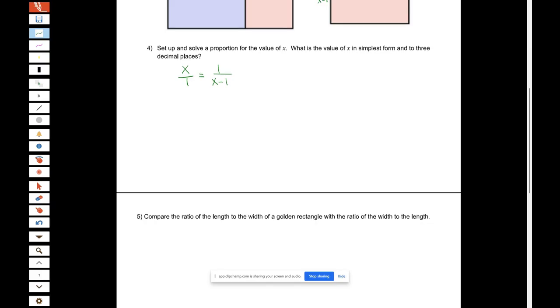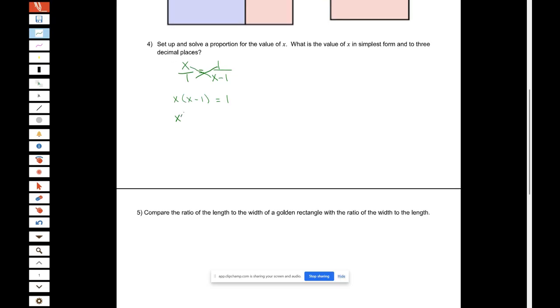This is an equation. I'm going to solve for x. I'm going to cross multiply. So x times x minus 1 equals 1. X squared minus x when I distribute equals 1. So x squared minus x minus 1 is equal to 0. So now this is a quadratic equation. And in that quadratic equation, a is 1, b is negative 1, and c is negative 1. It does not factor because there's nothing I can multiply to get negative 1 that adds up to negative 1. So I'm going to use the quadratic formula.